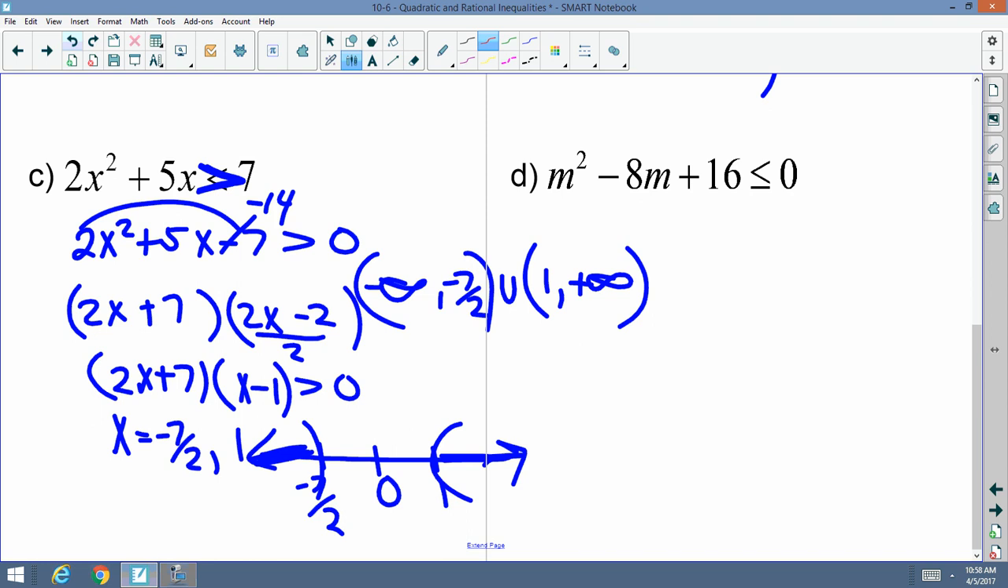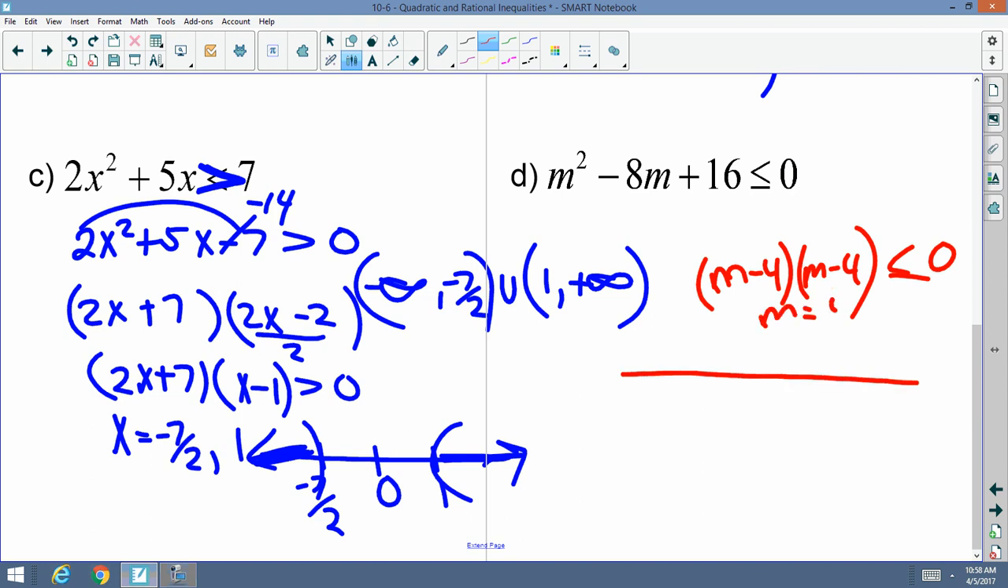And now this one, I want you guys to really pay attention to this, because this one's pretty cool. When I factor this, it's going to be m minus 4 times m minus 4 is less than 0. Well, in this case, m only equals 4, right? That's weird. So you got your 4. So it's either to the left, to the right, or itself.